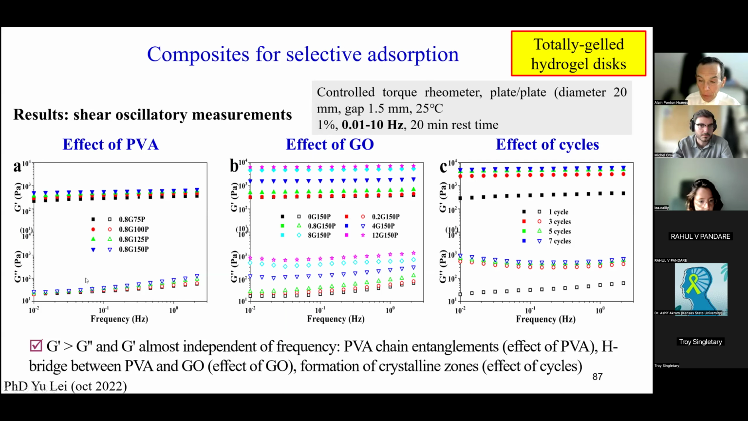And to investigate the property, we have three main parameters: the concentration of polymer matrix, the concentration of fillers, and the number of thermal cycles, because by varying the number of thermal cycles, you can modulate the rigidity of the polymer matrix. So the main conclusion of this result is that the most efficient parameter to increase the viscoelasticity is the concentration of graphene oxide.